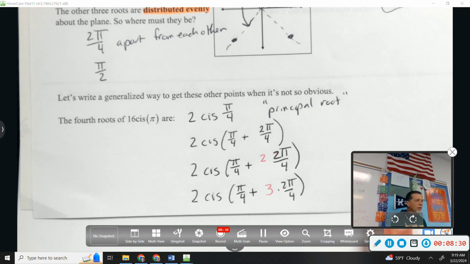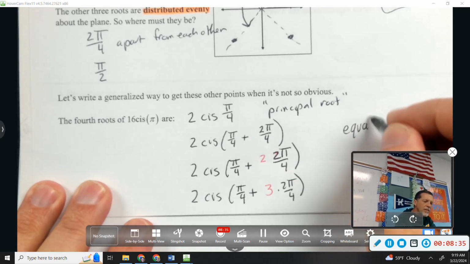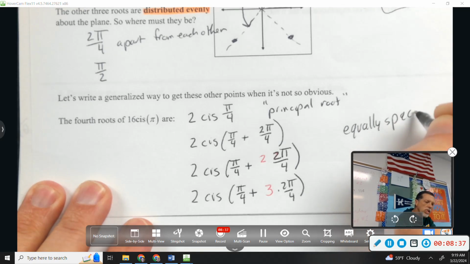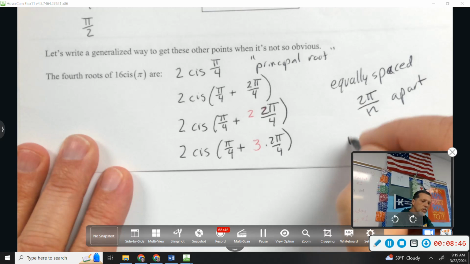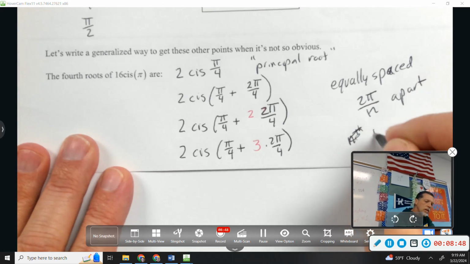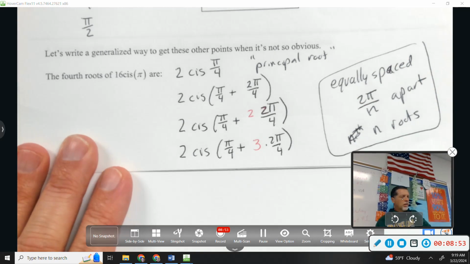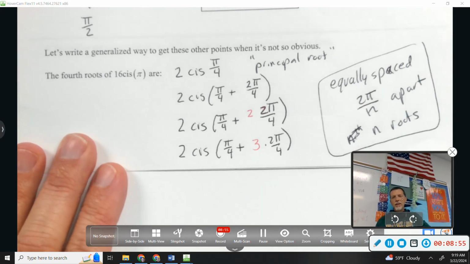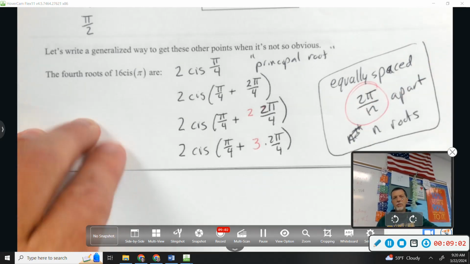Coming up with the equations is kind of weird. It's almost easier to just know that they're equally spaced. Two pi over n apart, where n is however many roots you're looking for. N roots. So we're going to turn the page and there's going to be an ugly formula there. I wouldn't worry about the formula. The main part is they're 2 pi over n apart because you want to equally space them.